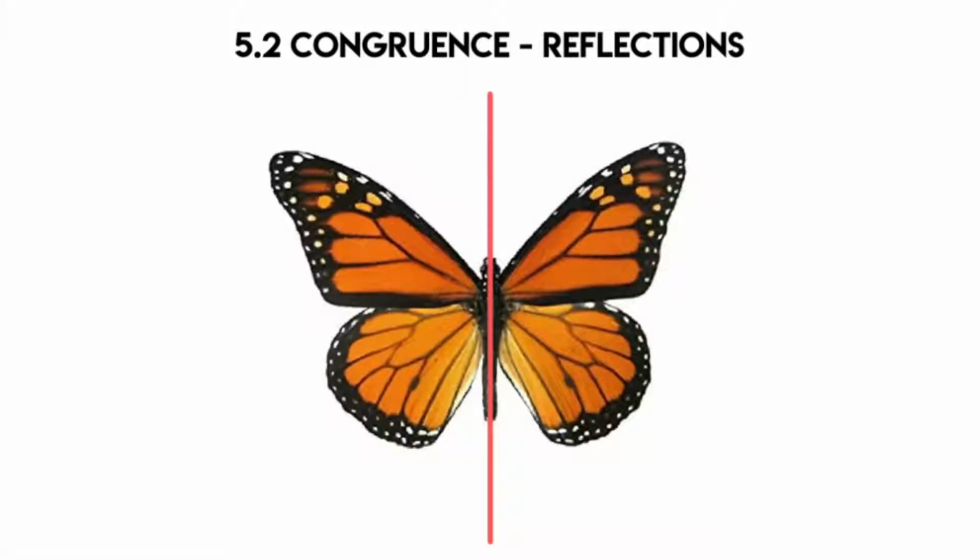Ernst, and today we're going to be talking about congruence once again, but this time we're going to talk about reflections. So once again, we are talking about congruent shapes, making congruent shapes through reflections. And the first one we're going to take a look at is nature's reflection on this beautiful little butterfly.